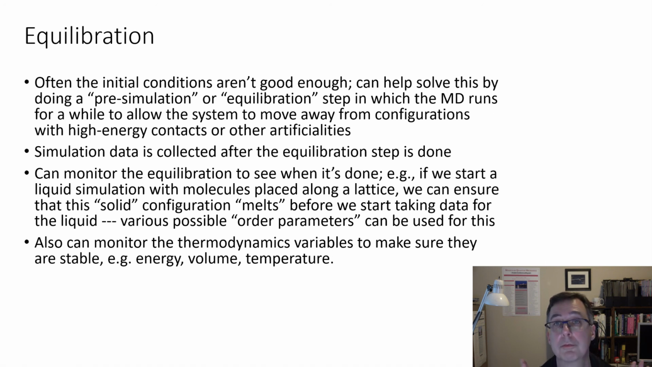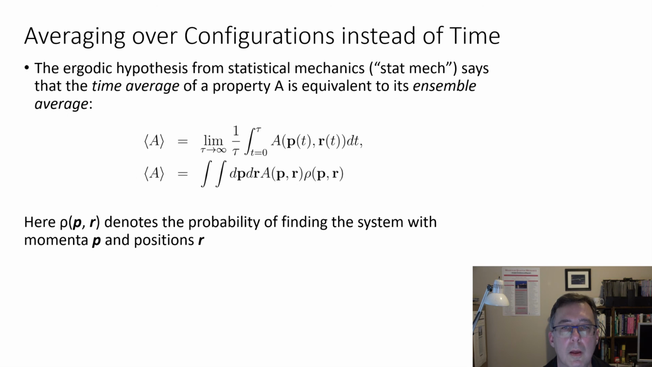I can also just make sure that the various thermodynamic properties of the system have leveled off. So I can monitor things like energy, volume, and temperature, and make sure they're not bouncing like crazy, but that they start to level off and have stable, small fluctuations. And that's a good sign that I've reached equilibration. All right.